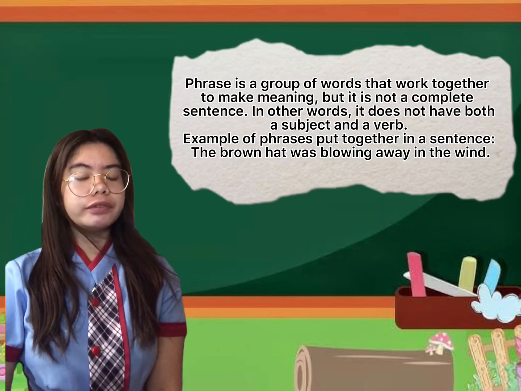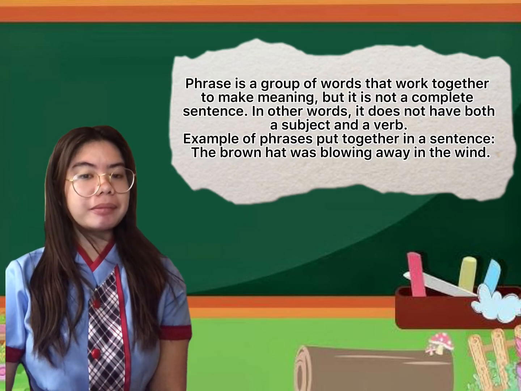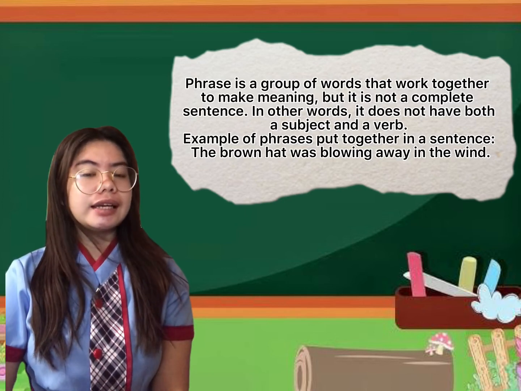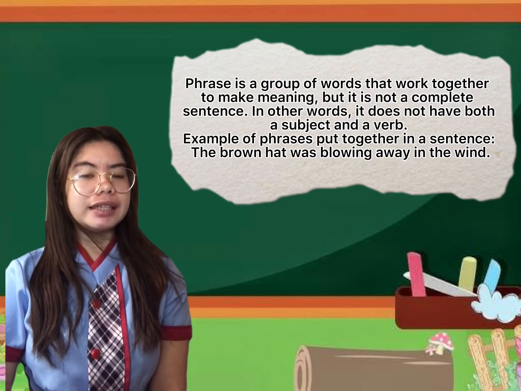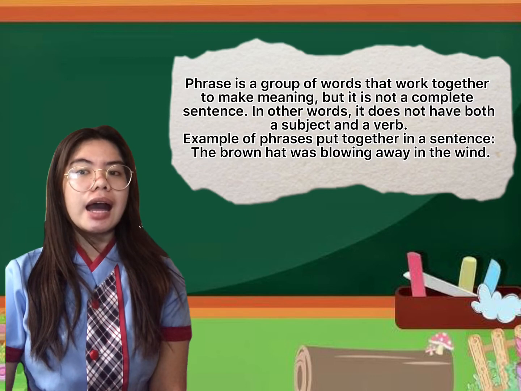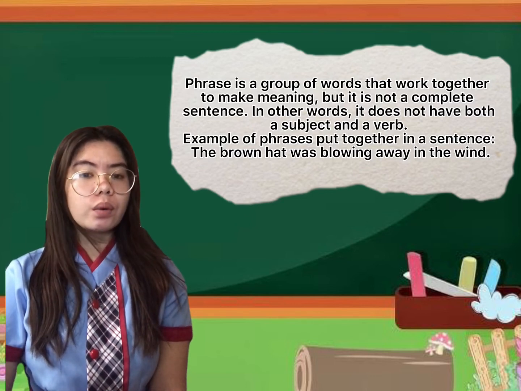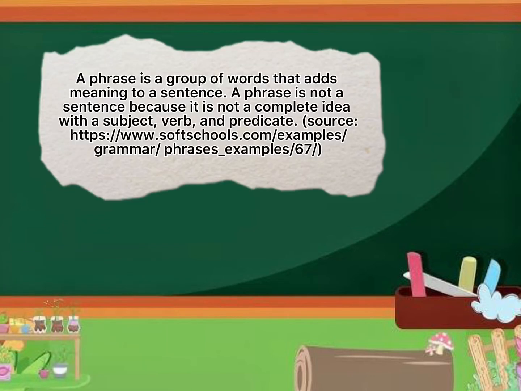A phrase is a group of words that work together to make meaning, but it's not a complete sentence. In other words, it does not have both a verb and a subject. Example of a phrase put together in a sentence: the brown hat was blowing away in the wind. A phrase is a group of words that adds meaning to a sentence. A phrase is not a sentence because it is not a complete idea with a subject, verb, and predicate.